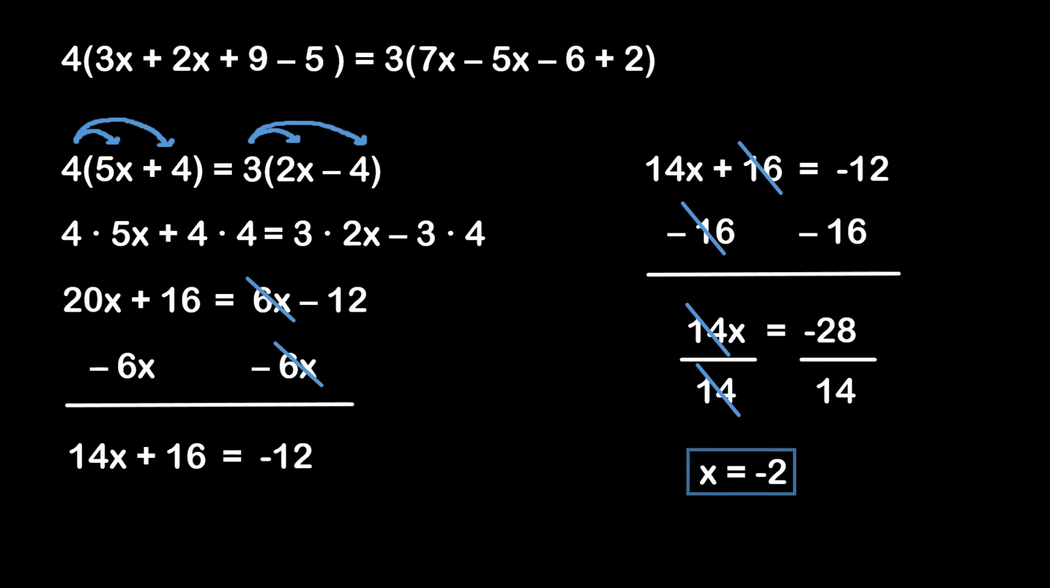Okay, so we saw that this example involved two techniques that we went over in the previous videos, collecting like terms and distributing. And again, I'll show the color coding to help you visualize the distributing. So the 4 gets distributed to the 5x and 4, and the 3 gets distributed to the 2x and 4.